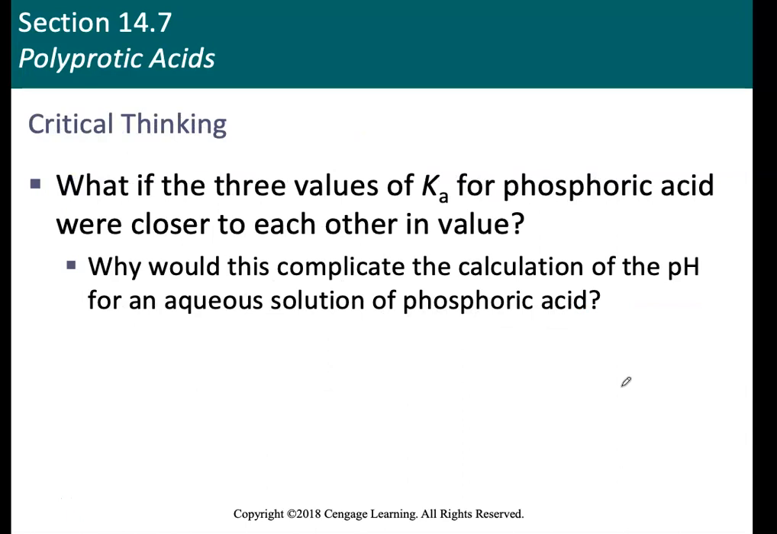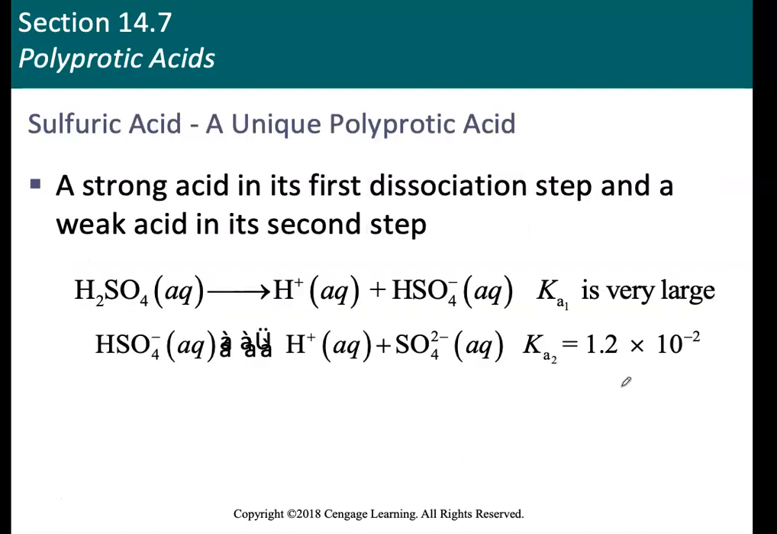Just for interest's sake, what if the three values of Ka for phosphoric acid were closer to each other in value? That would be a complicated solution. In other words, we would have to use the mathematical approach step by step, and it's not going to be very easy. So we may consider that in other contexts or in the upper division chemistry courses, but not for our level.